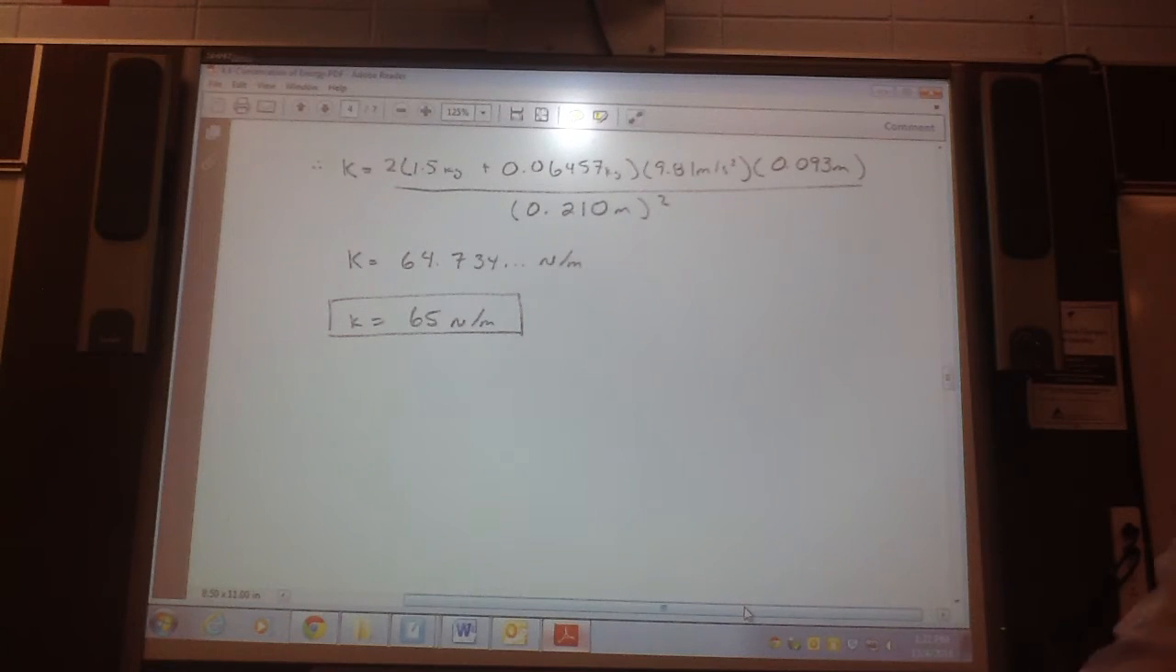So then the answer is 64.734 newtons per meter, which is 65 newtons per meter.